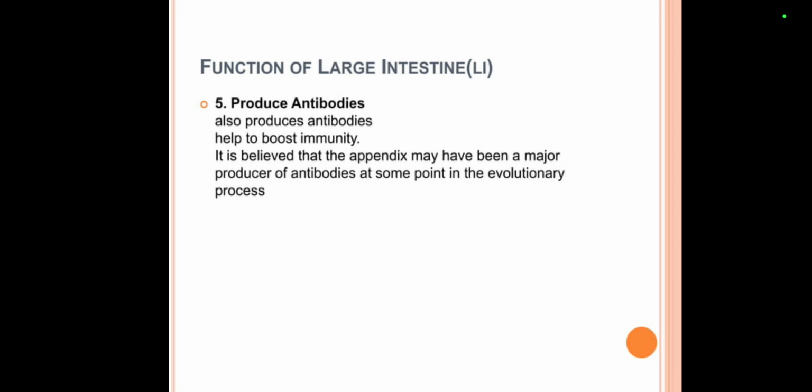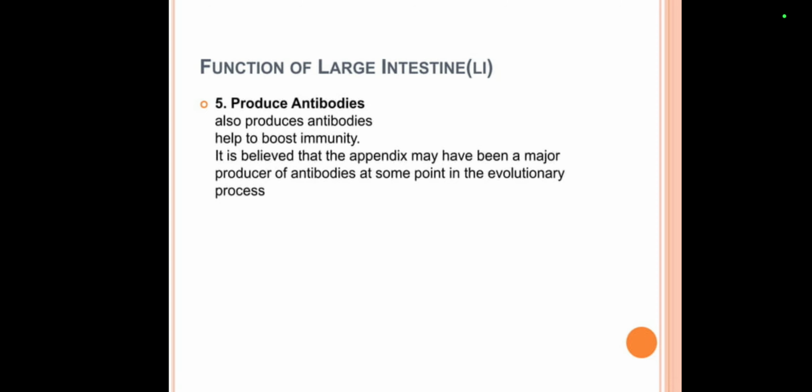Then we also have to produce antibodies. It also produces antibodies, which help to boost immunity. So the large intestine usually produces what? Antibodies, and antibodies, as we all know, help to boost our immunity. It is also believed that the appendix may have been the major producer of antibodies at some point.